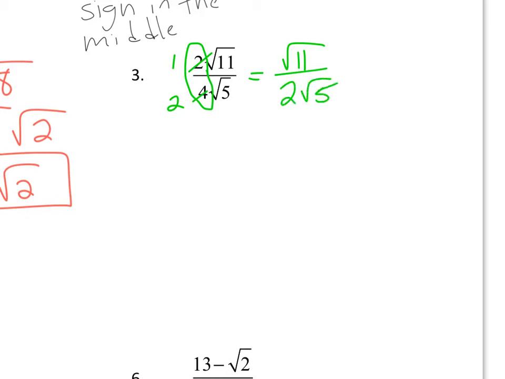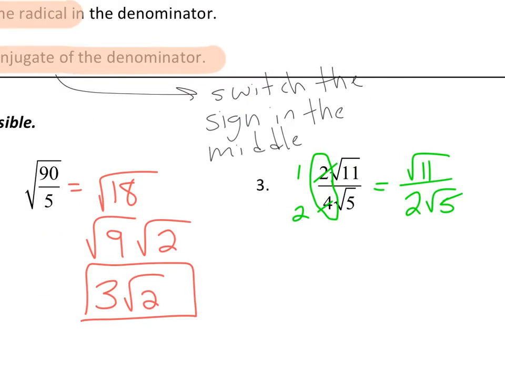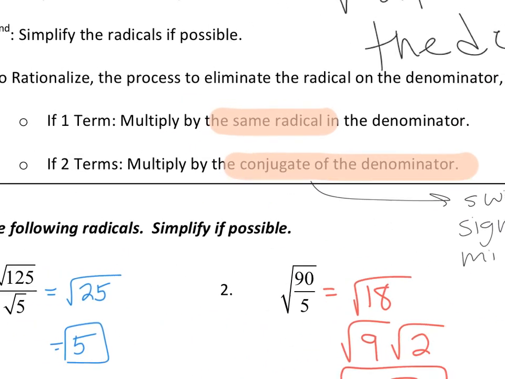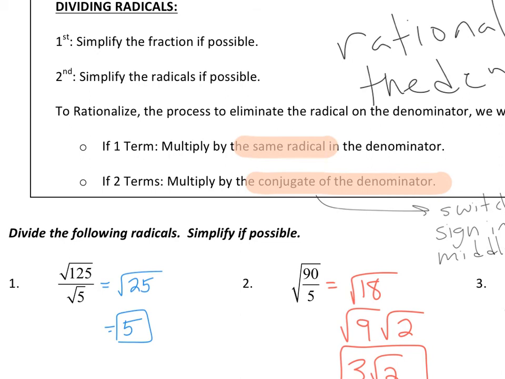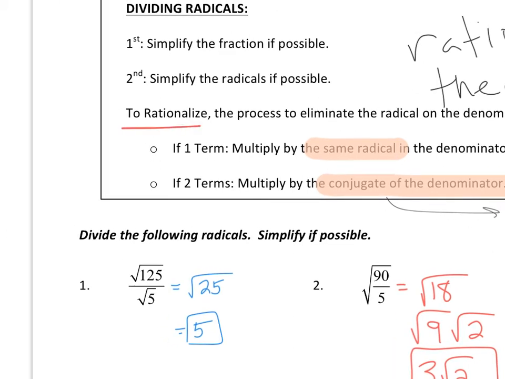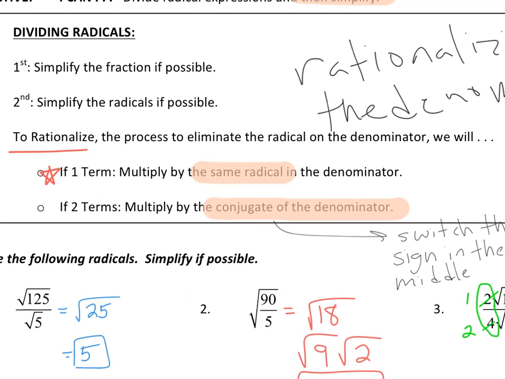Now, in this case, there's nothing else we can do to simplify. We can't divide, and we can't just take square root of 11 or just the square root of 5. So here's where you have to go to your last option, which is to rationalize. So if we're going to rationalize, and in this case we only had one term, if one term it says multiply by the same radical as in the denominator. In other words, we want to use the exact same radical as what we see in our denominator.